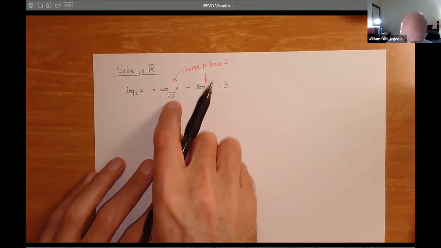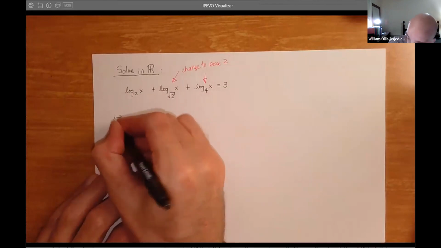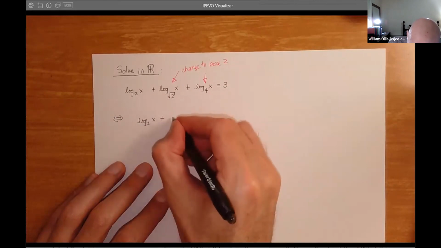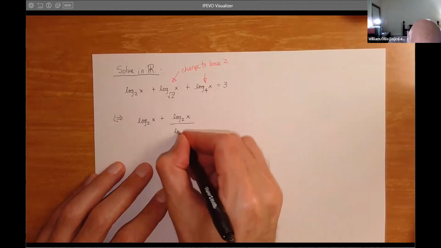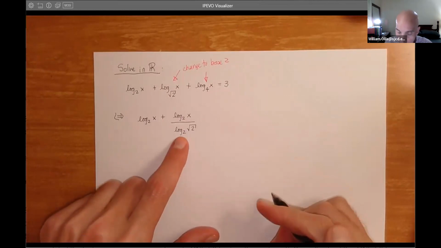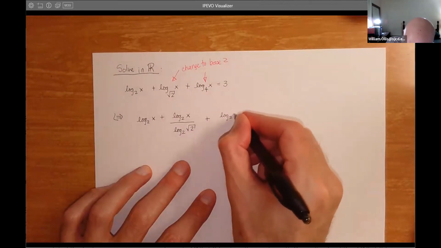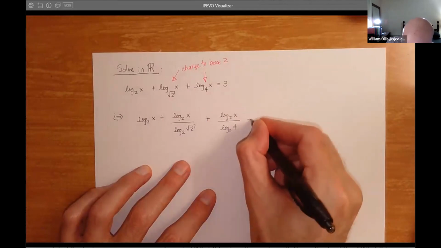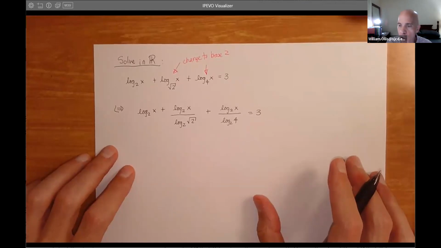So when we change this to base 2 and this to base 2, that's a simple exercise. So if and only if we have log base 2 of x plus log base 2 of x. And now, of course, we have log base 2 of the square root of 2. So again, the new log base of the old, plus log base 2 of x divided by log base 2 of 4. So again, I've done a problem like this in class, but it never hurts to see it again.